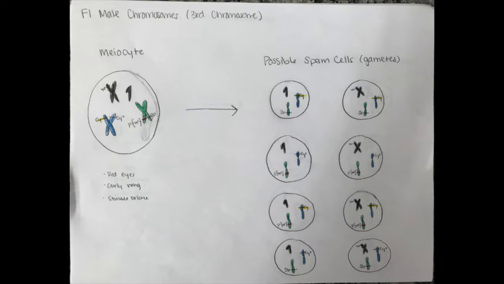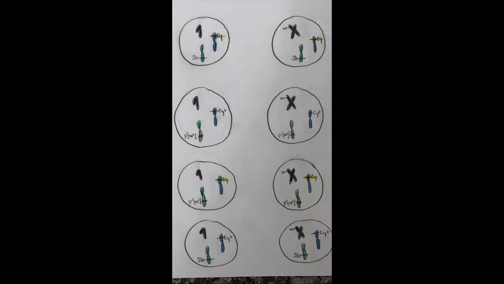After meiosis, there are 8 possible sperm cells. 4 still have the X chromosome and 4 still have the Y chromosome.